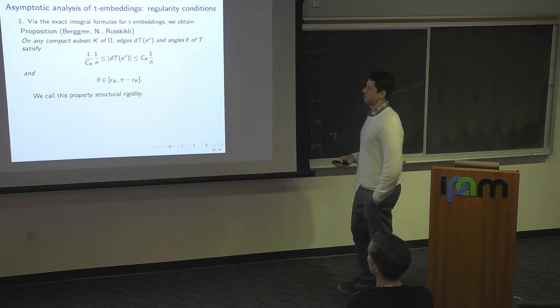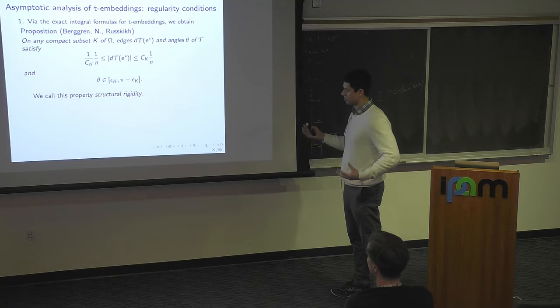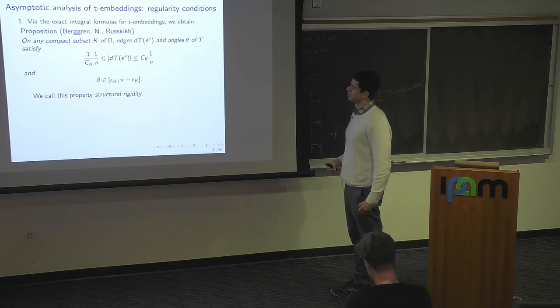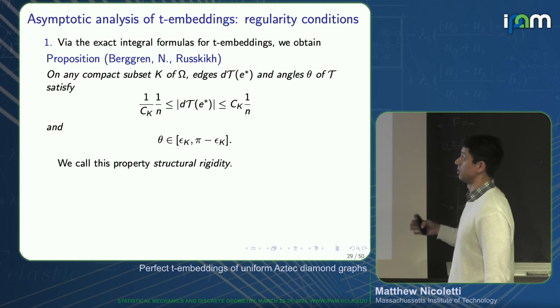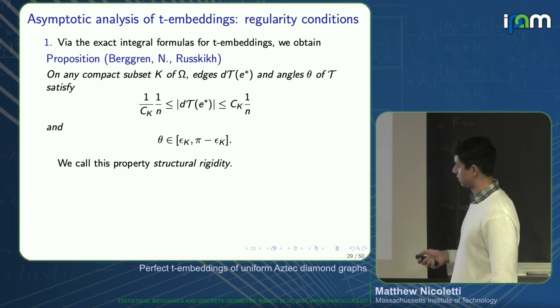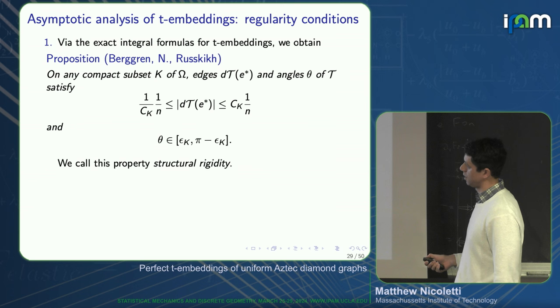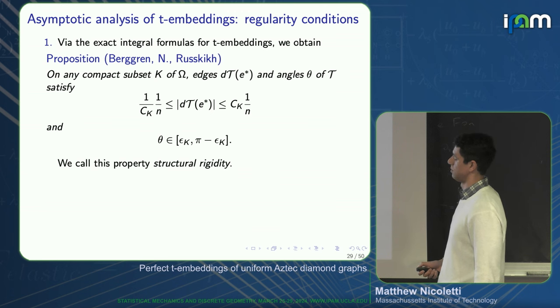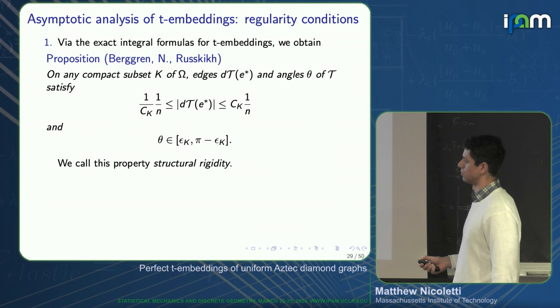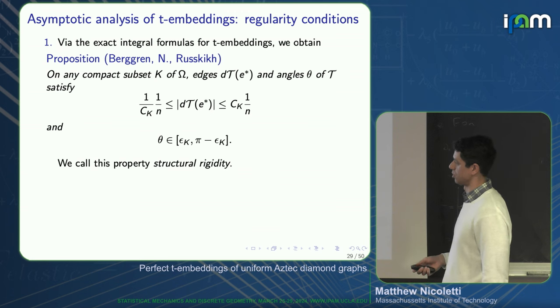Okay. So what we wanted to do is check that in this simplest non-trivial case of the Aztec diamond, the theory fully works. So we wanted to check all these regularity conditions in the theorem as well. And via this exact formula, we're able to do that. In particular, we're able to check that if we stay in the bulk of the square, where the image of the embedding lives, then the edge lengths of the embedding are exactly at scale 1 over n. Right, so up to a constant, they're exactly of size 1 over n. And the angles of the embedding are bounded away from 0 and pi. So this is sort of like a rigidity property, like the embedding is very nice if you stay away from the boundary.